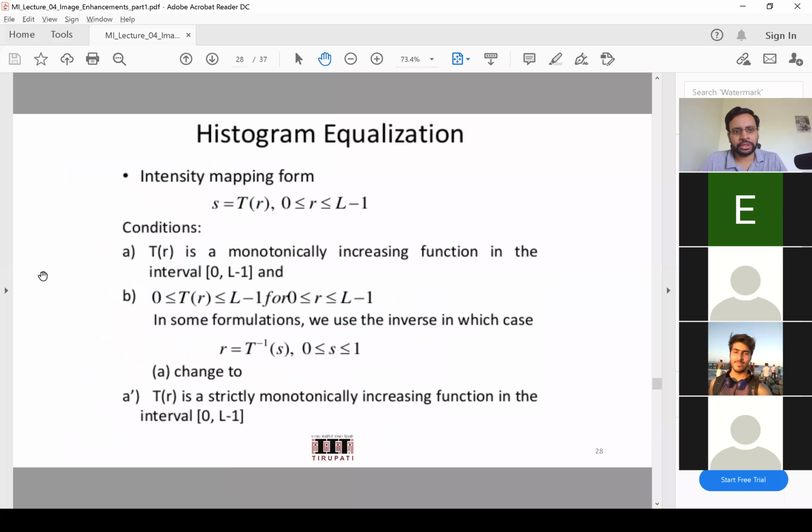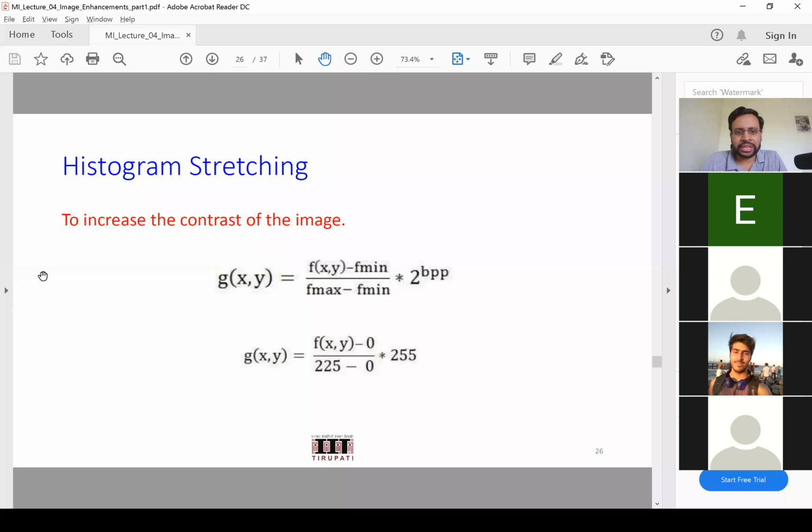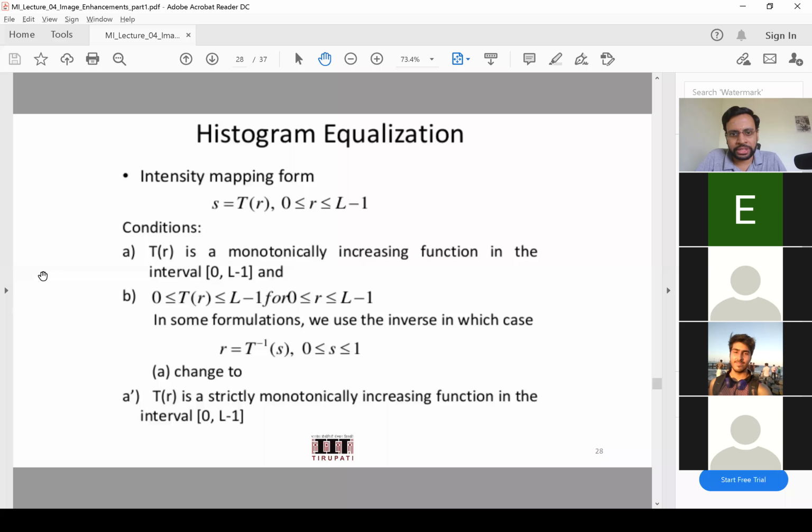Okay, so I think with that, next class we will discuss histogram equalization. We will discuss this in more detail at that time.